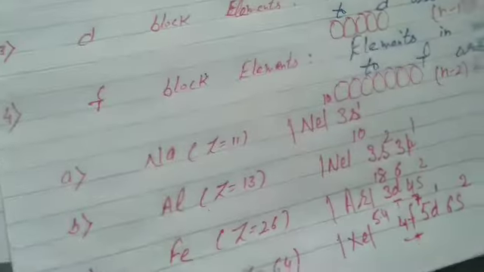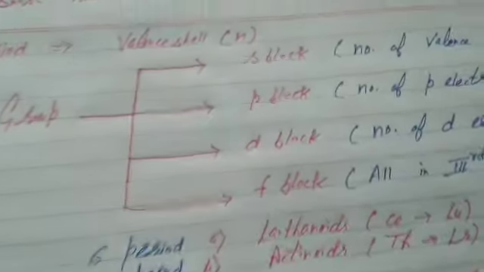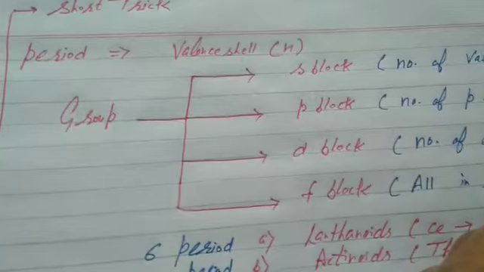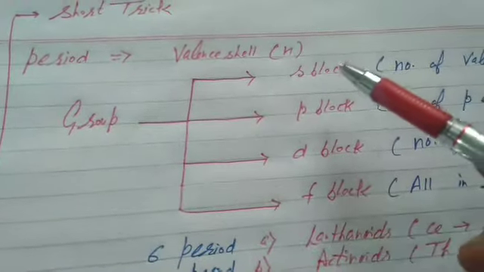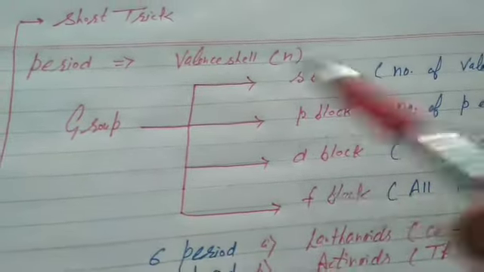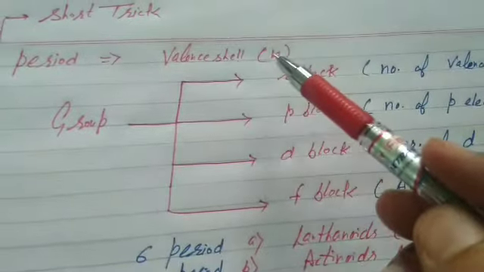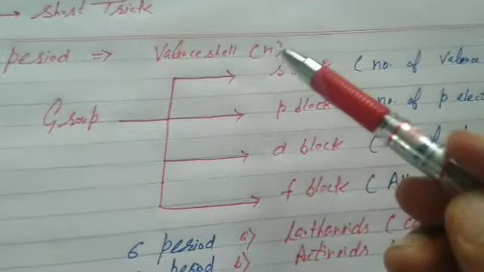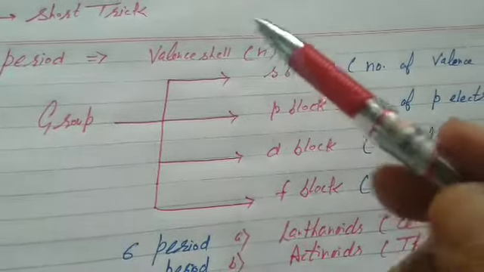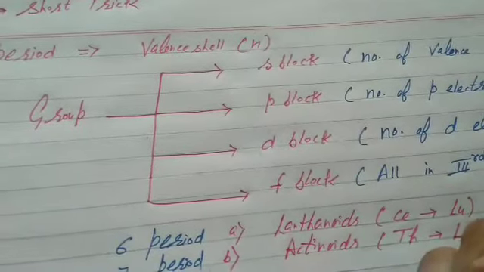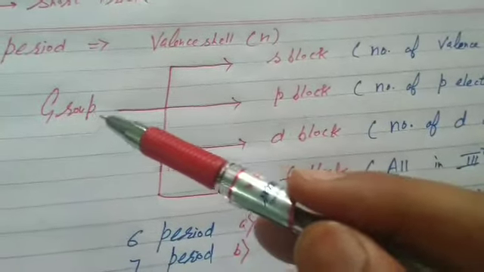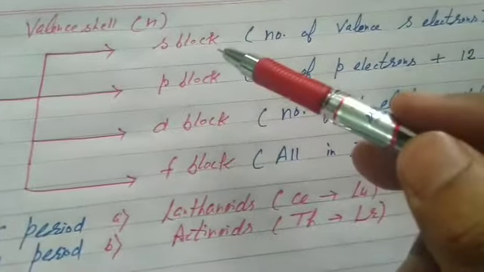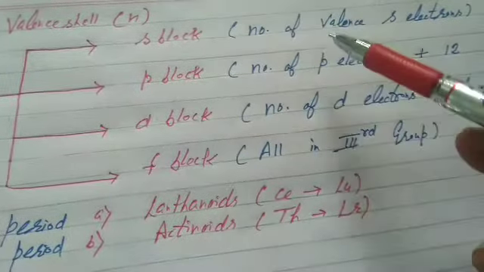Now please come to our concept, that is how to detect the period and group to which the given element belongs. Students, for any block that is either S, P, D or F, period is always valence shell, that is maximum value of principal quantum number represents the period. Principal quantum number represents the period of the given element in the periodic table. And to detect the group, at first we should know it is S, P or D or F block. What is the short trick to find the group for S block? Number of valence S electrons.